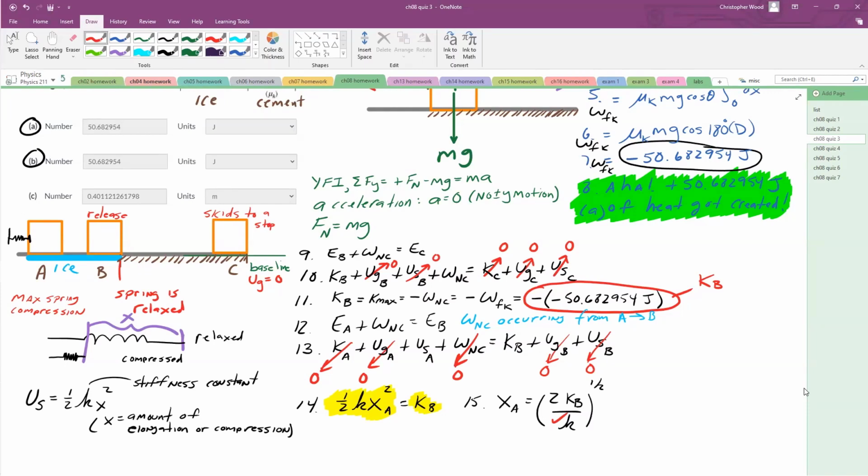0.401 and some change. We're done. That's the amount of compression. If I squeeze my spring that much and then launch, I end up at this distance before I skid to a stop. This is the answer to part C.